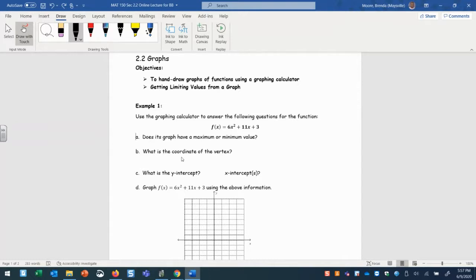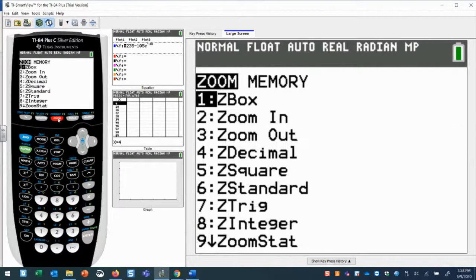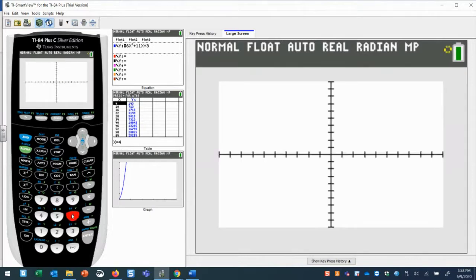Example 1. Using our calculator, let's determine whether this function has a maximum or minimum value. I already have my equation typed into my calculator. I'm going to use the zoom key to find me a window. I'm going to use the standard window here, so that's number 6, zoom 6. Great. This is a picture of my graph. It opens up. Therefore, I have a minimum value here.